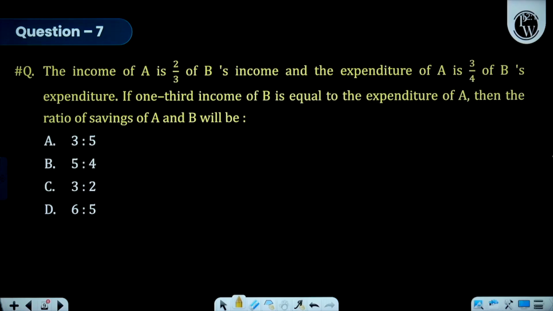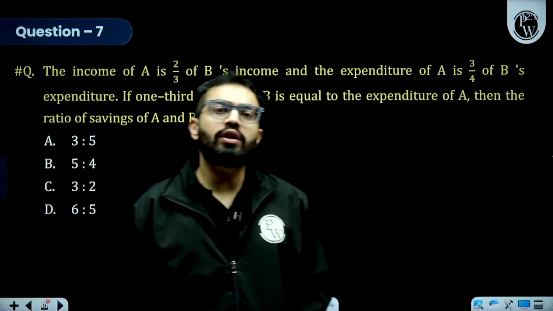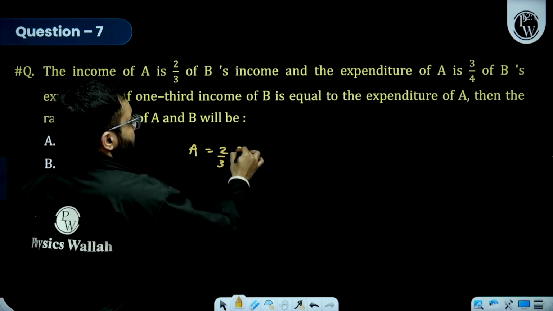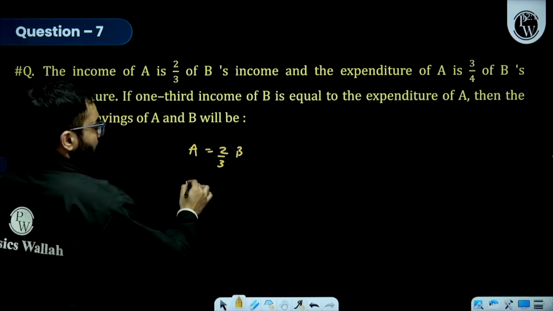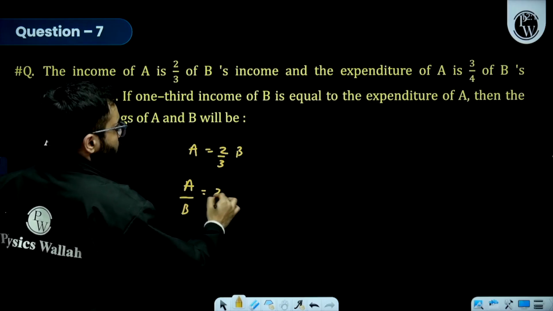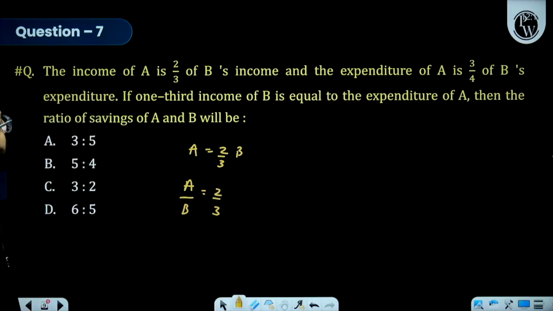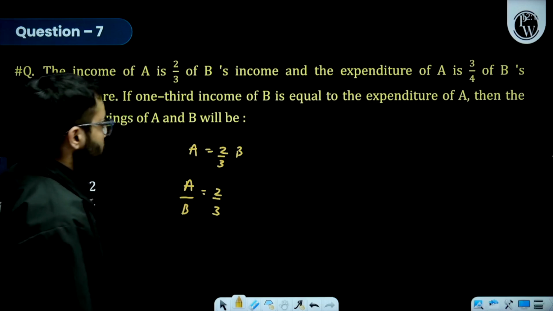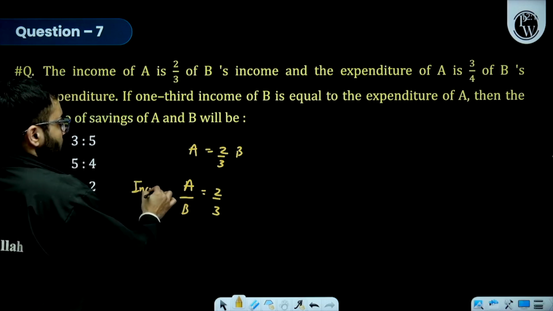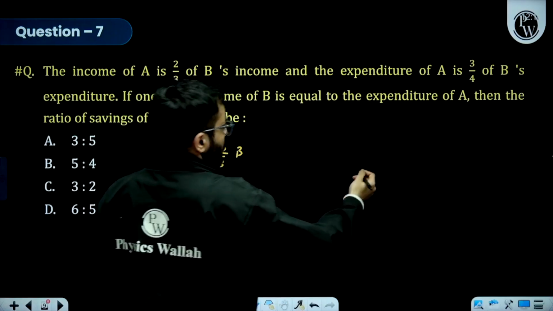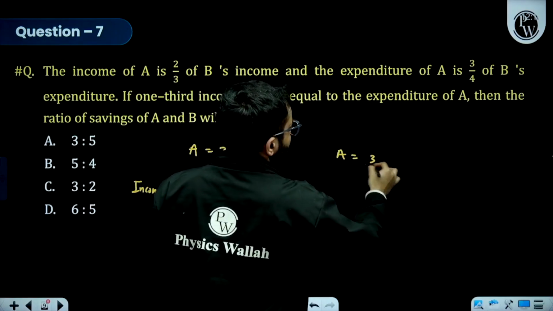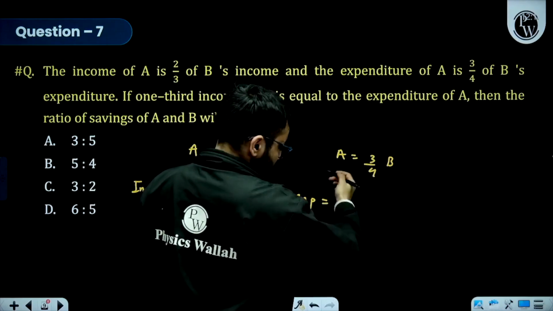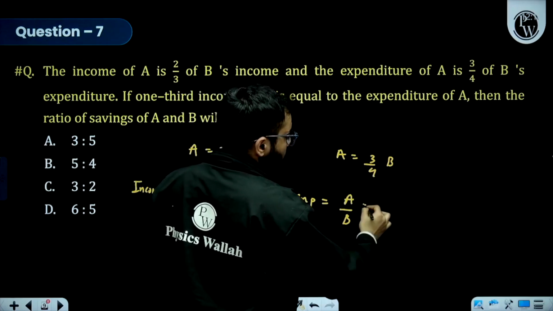So let's see. The first statement is A's income is 2/3 of B's income. So we can definitely write A is equal to 2 by 3 B when it comes to the income. And from here, A and B's income ratio is coming out to be 2:3. Definitely B's income is going to be greater. And the expenditure of A is 3 by 4 of B's expenditure. So this one is the ratio in their incomes. And for expenditure, we have this relation that A is equal to 3 by 4 of B's expenditure. So the expenses of A and B are going to be in the ratio of 3:4.